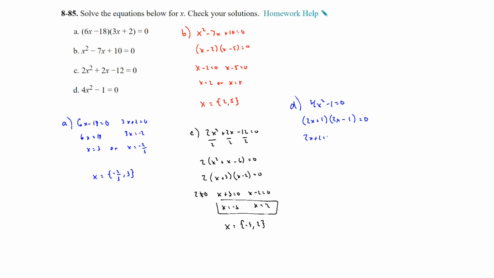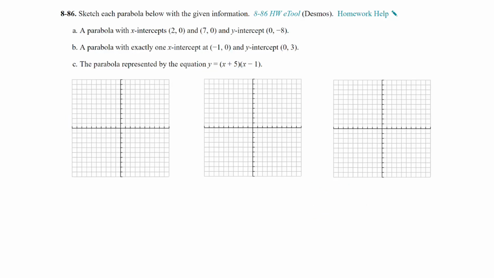So now we have 2x plus 1 equals 0, 2x minus 1 equals 0. 2x equals negative 1, so therefore x is negative 1/2. We got 2x equals 1, and if we divide by 2, x equals 1/2. So those are our two solutions, x equals negative 1/2 and 1/2. So that's how you solve your equations, specifically quadratic equations. We need to use the zero product property, find our factors if they're not given to us, and set them equal to 0.